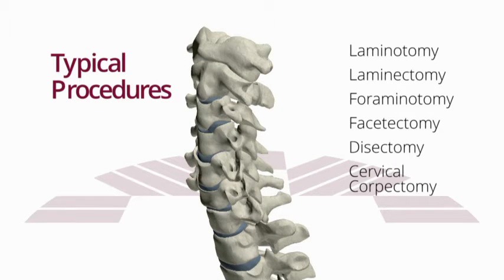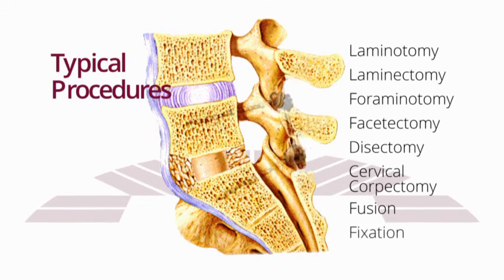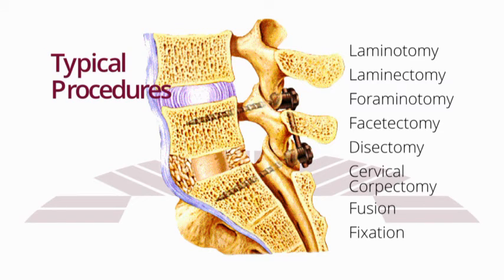A cervical corpectomy removes part of the vertebral body and the disc on both sides of the vertebral bone in the neck. A fusion stabilizes two or more vertebrae by joining them with bone grafts. In a fixation, metal plates, rods, and screws are strategically placed to hold the vertebrae together while the fusion heals. They are permanent.